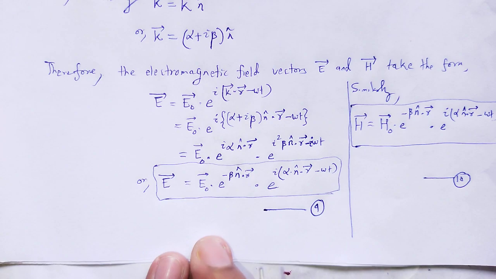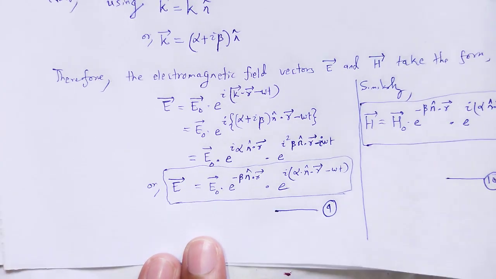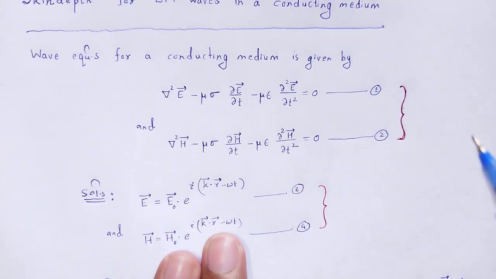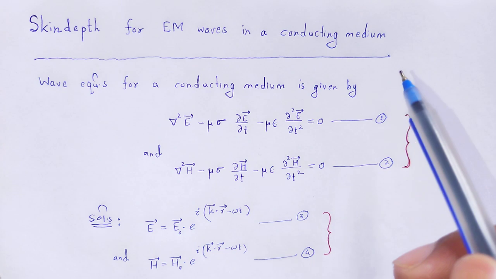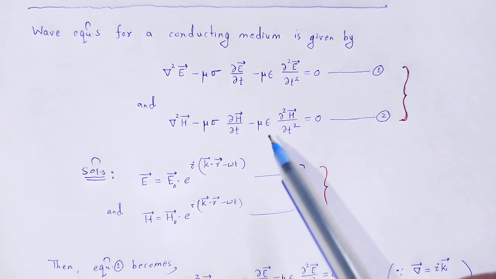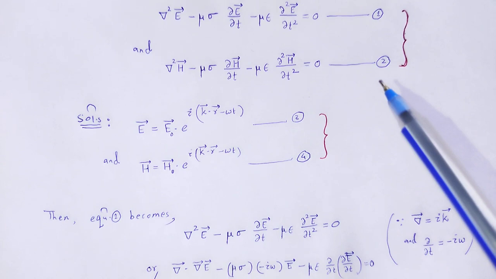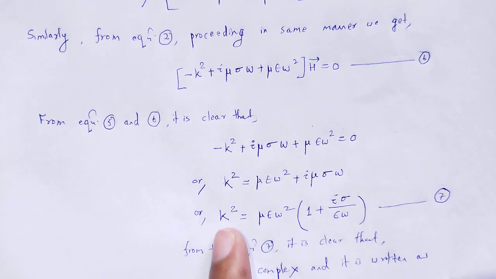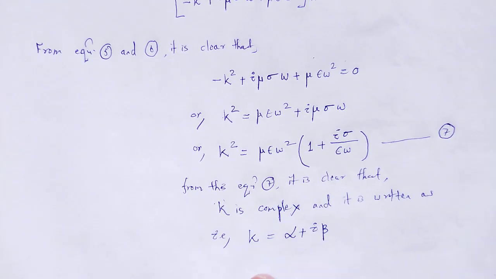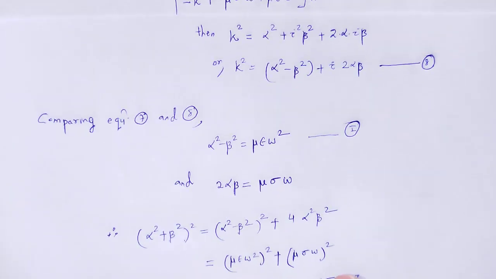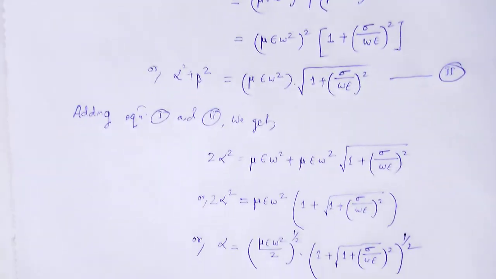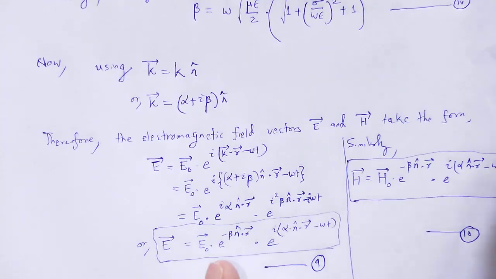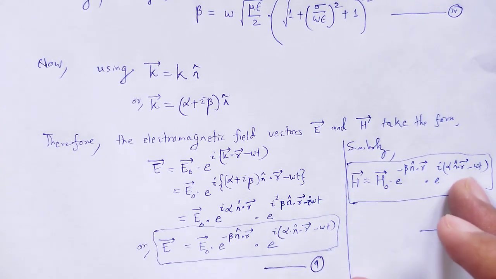What we are now doing: first we take the wave equation for electromagnetic waves propagating through a conducting medium, E vector in terms of S vector, and its solution, where k is complex. Then by using that complex concept we proceed and finally obtain the value of alpha, beta and k vector. So E vector changes to this and S vector is changed to this.